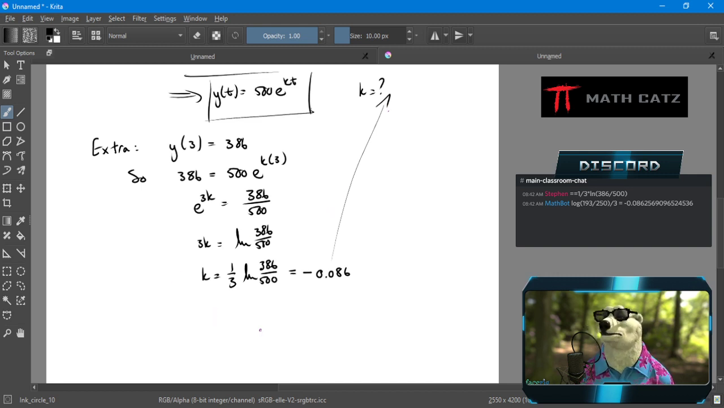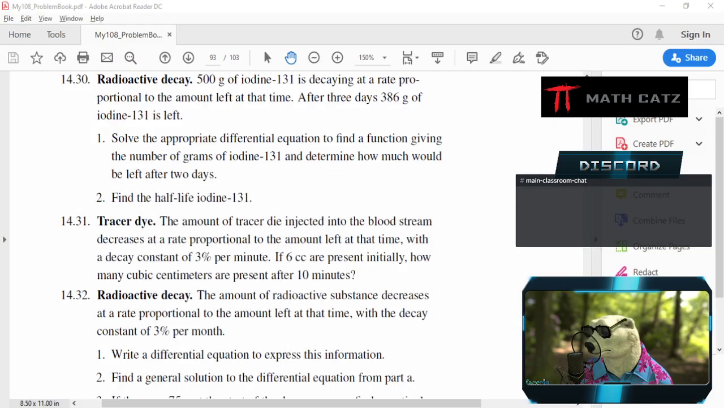So it's very similar to what we did yesterday. It's just that negative k values correspond to things that are decreasing in this exponential way.